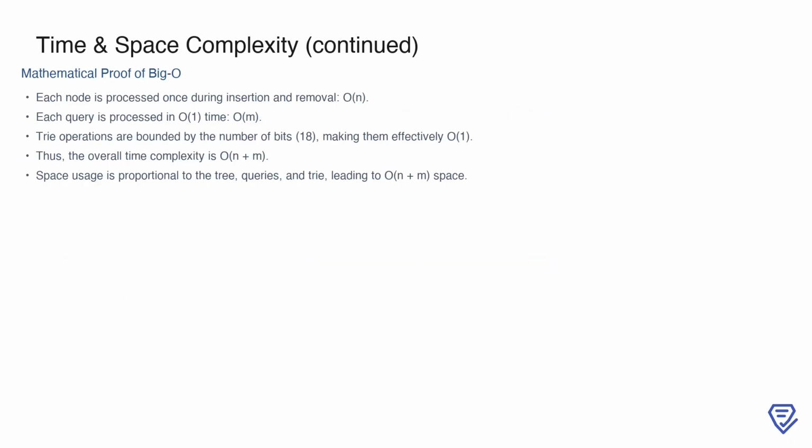To conclude, let's summarize the proof of the algorithm's overall big O complexity. Each node is processed exactly once during insertion and once during removal, contributing O(n) to the total time complexity. Additionally, each query is processed in O(1) time, leading to an O(m) contribution.